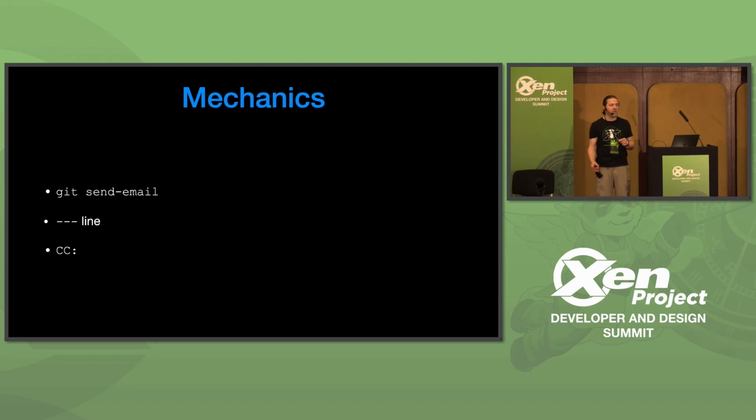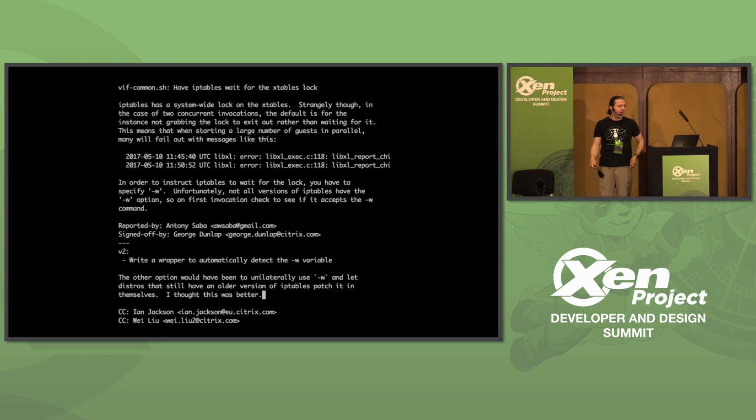So as an easy way to make sure that you Cc the maintainers every time you send the patch, you could just put Cc and the name of the maintainers in your commit message, and that will go out. So for instance, under the dash line, you can put anything you want to address to the maintainers and people on the list, but not to be checked into the tree.